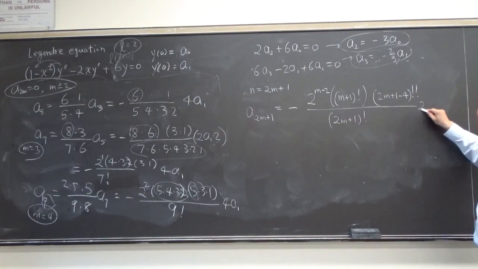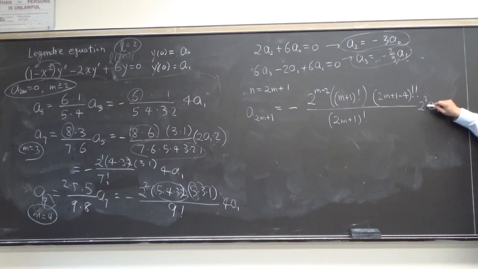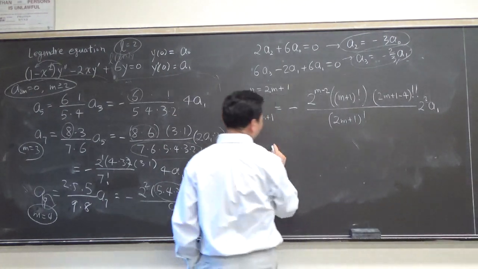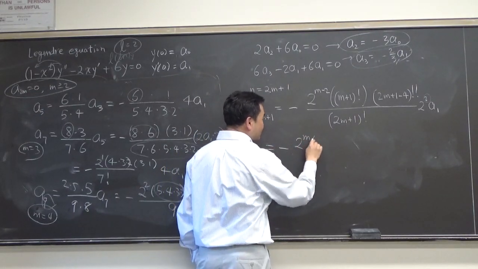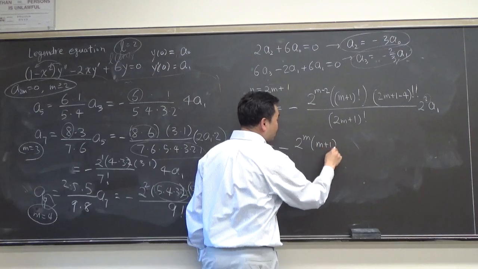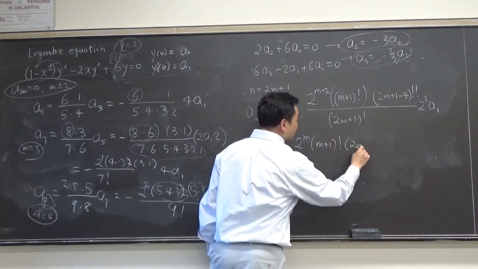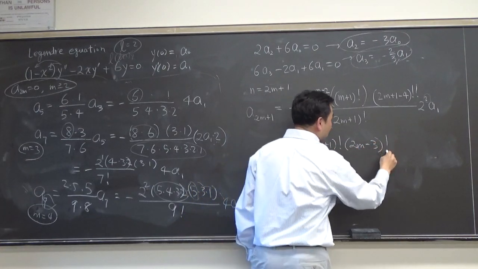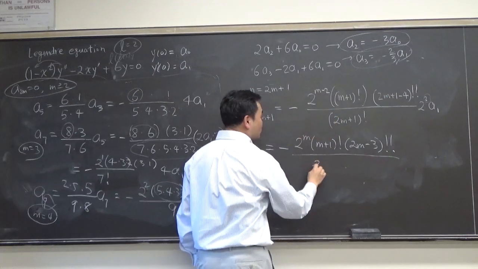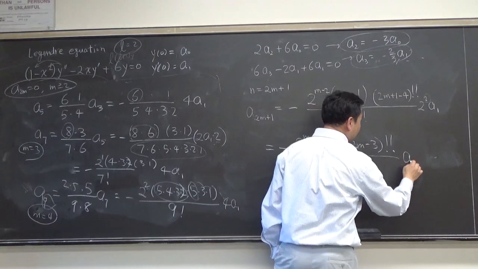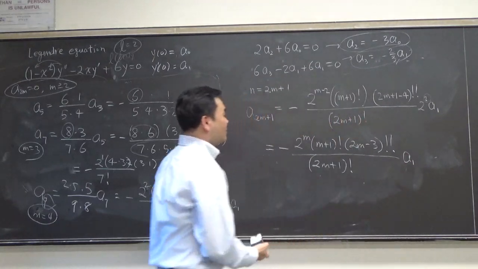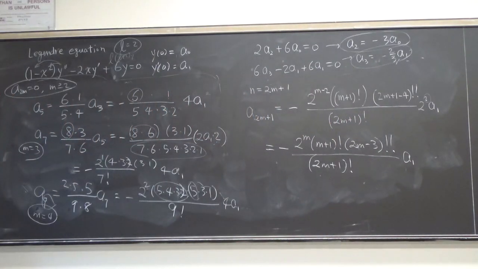And then you have 2 squared, a1. Oh, there's a 2 squared and 2m minus 2. So that's perfect, because now that will be negative 2 to the m power, m plus 1 factorial, 2m minus 3 double factorial over 2m plus 1 factorial, times a1. All right, so that's what we have.